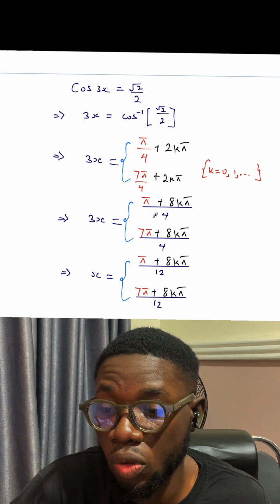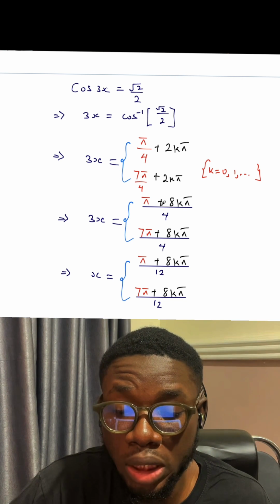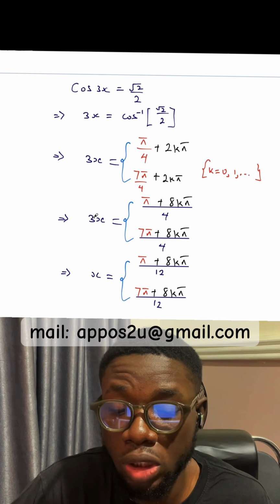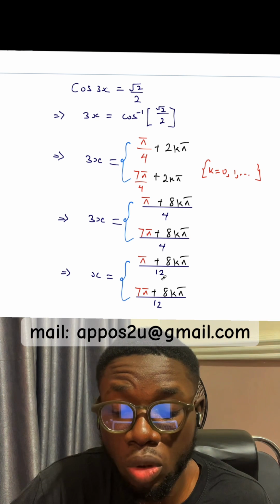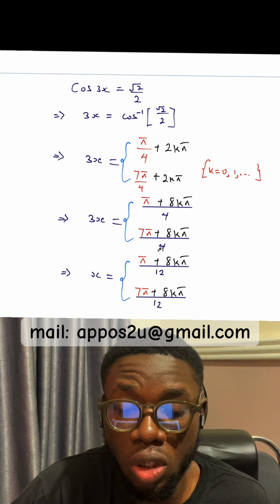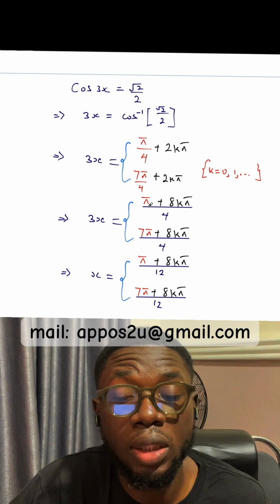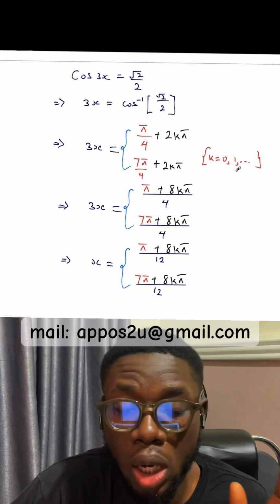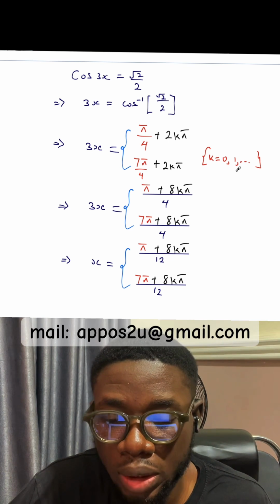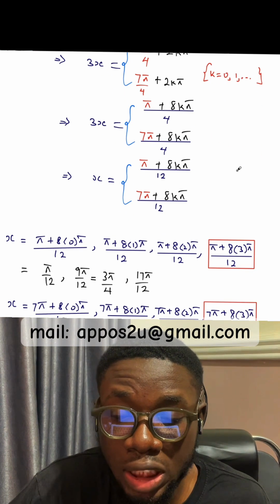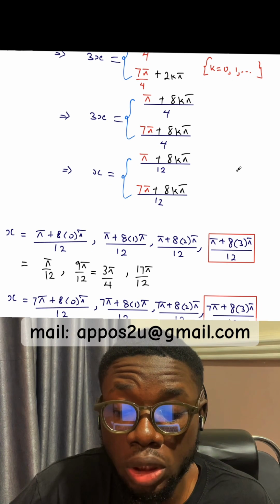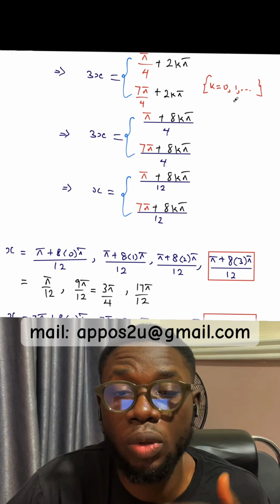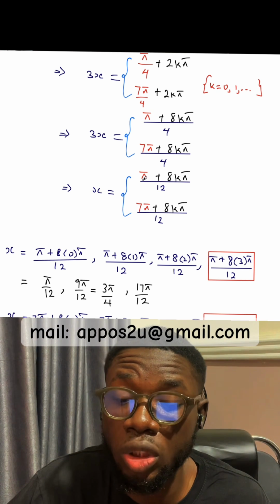Dividing both sides of the equation by 3 will just be multiplying each of these by 1 over 3. If I multiply this by 1 over 3, that will just affect the denominator, and it becomes 12. This one too will become 12. The numerators retain their values. Don't forget k ranges from 0, 1, 2, and so on. Now, we are almost done. The next thing we want to do is substitute these values of k: when k is 0, when k is 1, when k is 2, into each of these.